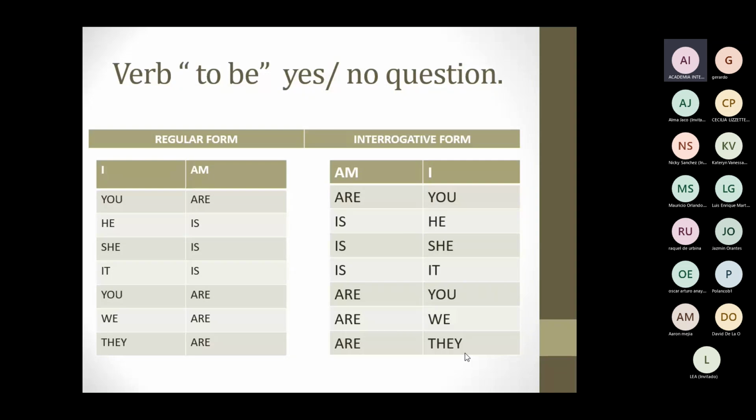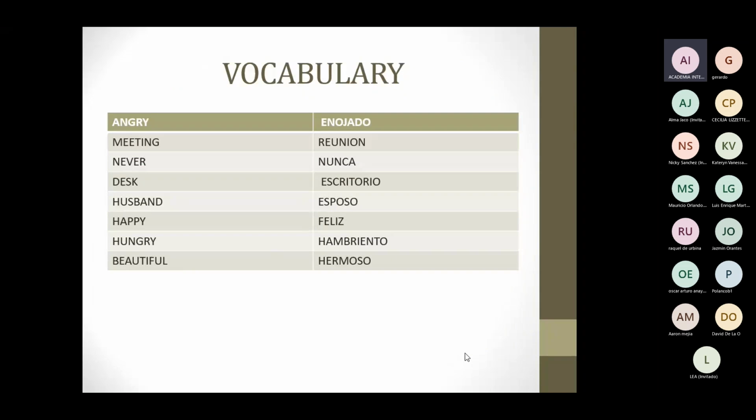Ahora, veamos un poco más de vocabulario en el cual podemos usar in order to make interrogative sentences. Angry, meeting, never, desk, husband, happy, hungry, and beautiful. So most of the time I have realized that a lot of people get confused when pronouncing hungry and angry.